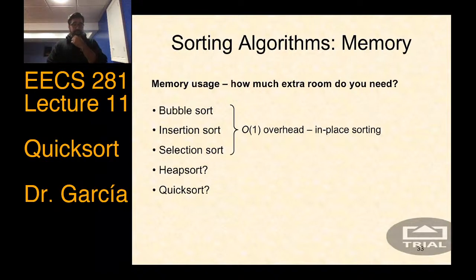Memory usage, real easily, we saw that bubble sort, insertion sort, and selection sort were most definitely in place because we never had to create an extra array for anything. So everything, all the moving of elements, happened in the same input array that I was given. But how about heap sort and quicksort?